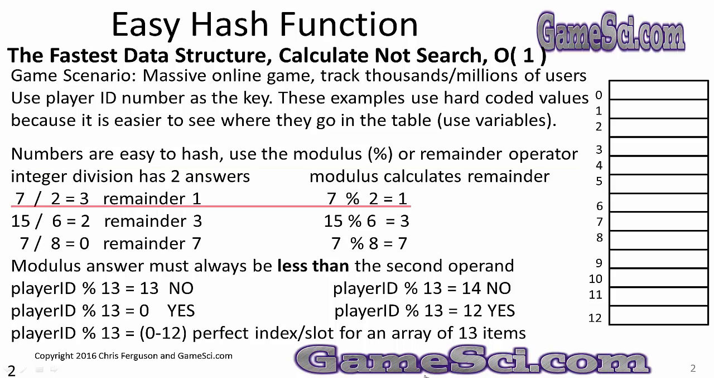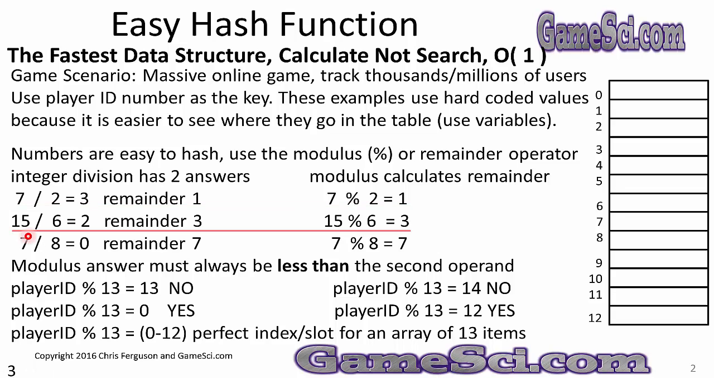To understand how we use player ID, we need to look closely at integer division. Integer division has two answers. When I do 7 divided by 2, the answer is obviously 3, but it also produces a remainder of 1. With integer division, there is no decimal point. We don't calculate a floating point answer. We say 7 divided by 2 equals 3 with a remainder of 1. Well, the modulus just directly calculates that remainder. 7 modulus 2 equals 1.